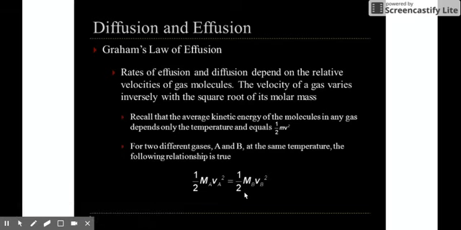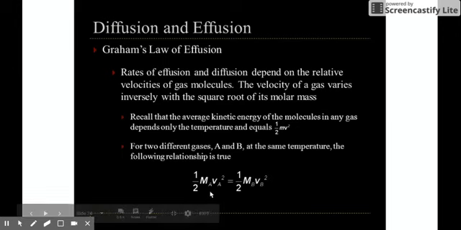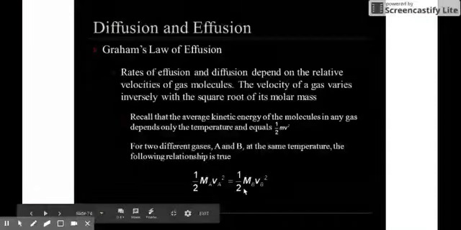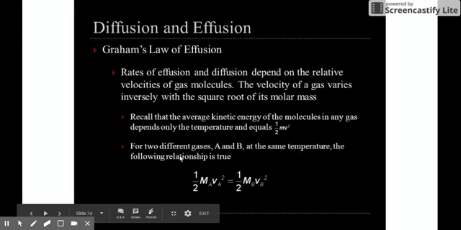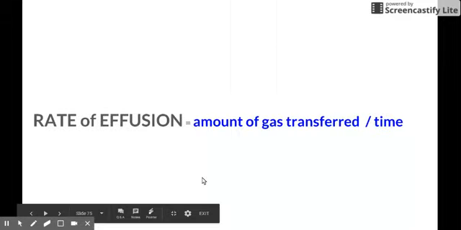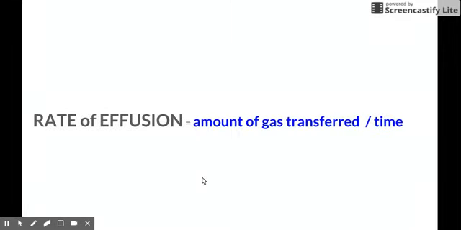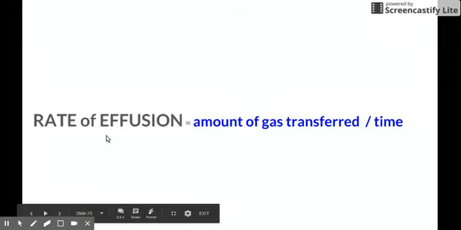However, their rates may differ because their masses are different, since they are two different gases. But overall, the KE is the same because of the same temperature. So how do we derive it now? Before we derive Graham's law, please remember that rate is always per unit time. But what is per unit time?